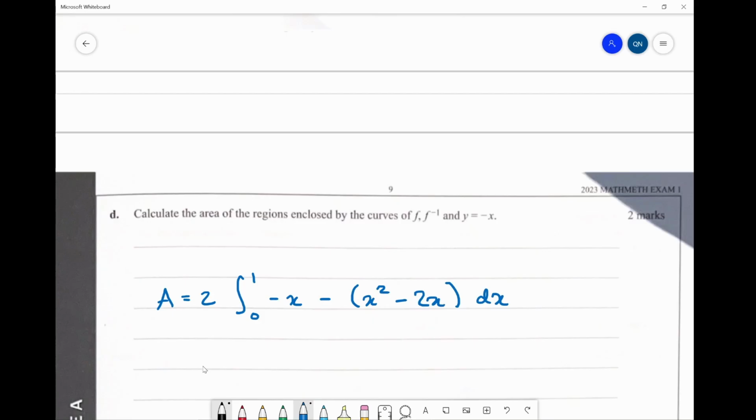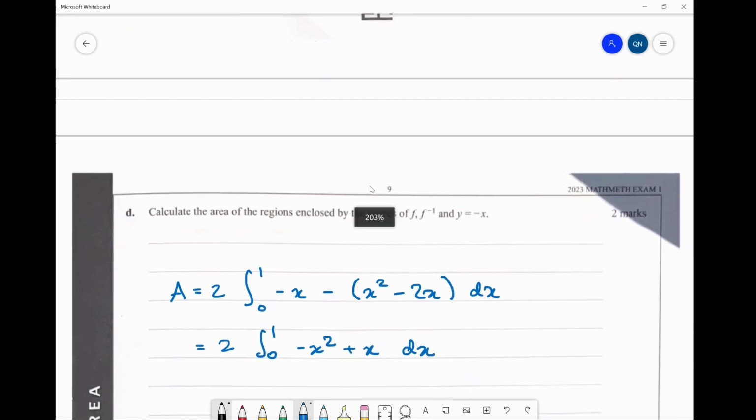And yeah, just got to evaluate this now. We can probably simplify it actually. So this is 2 times the integral from 0 to 1 of negative x squared, and then we have minus x plus 2x. So what's minus x plus 2x? I think it's plus x dx. And let's just evaluate this integral.